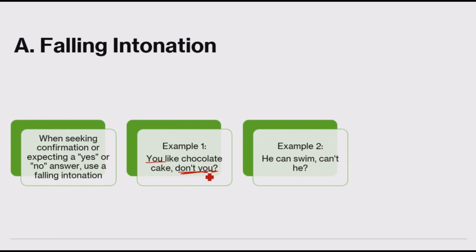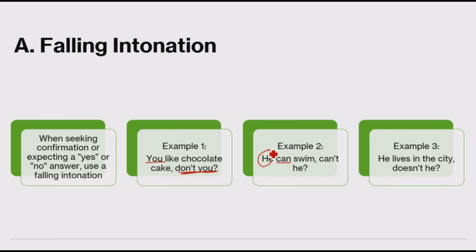Example 2, he can swim, can't he? So because it's in the third person again, now can is turned into negative. So we negate can, can't he? Because he is the subject. The third example, he lives in the city. So now, because it is the third person, we say, doesn't he? If it was she lives in the city, it was going to be doesn't she? That was going to be the questioning tag.